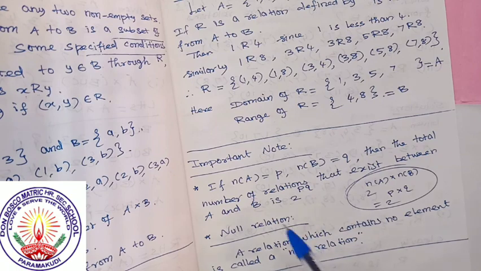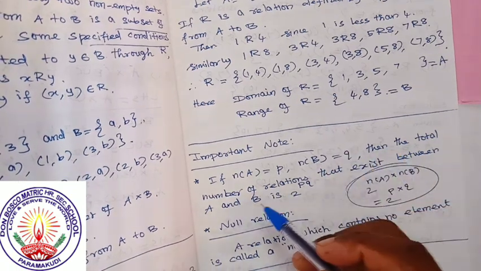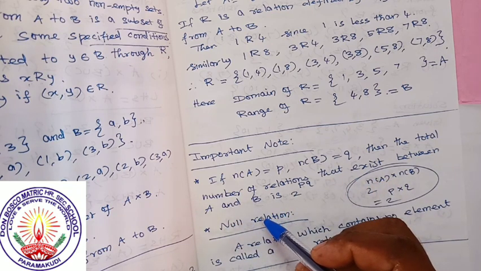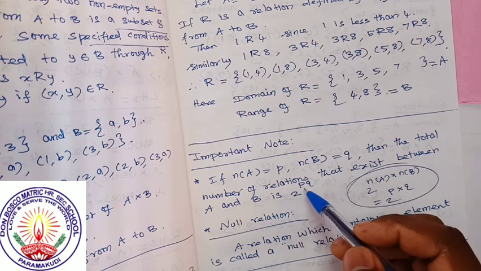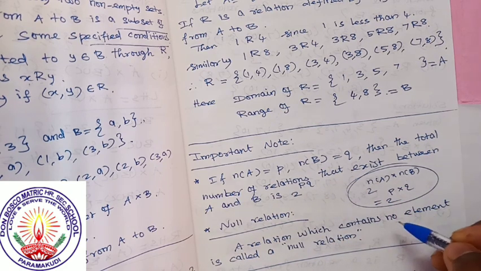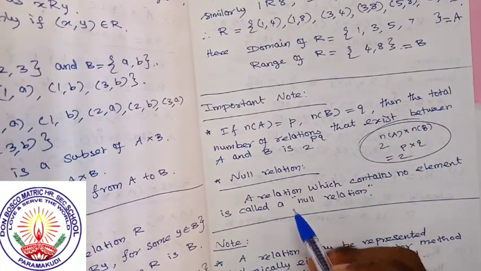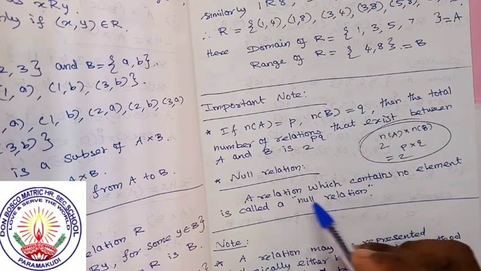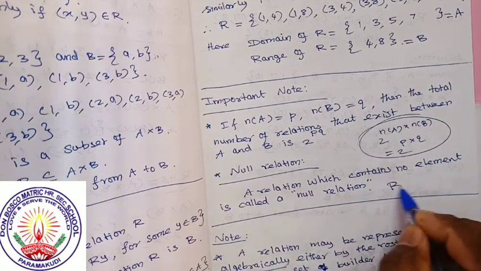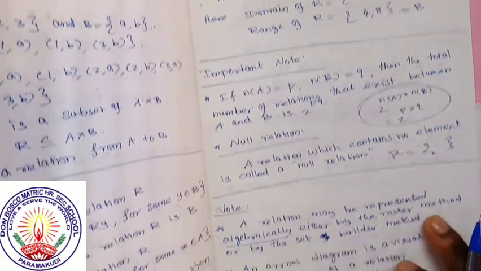So it's very important. If n(A) is equal to P and n(B) is equal to Q, then the number of relations that exist between capital A and capital B is 2 power P into Q. The formula is 2 power n(A) into n(B), which is equal to 2 power P into Q. Now another one, null relation. What is a null relation? A relation which contains no element is called a null relation. Suppose I write R equal to empty brackets. That means R is a null relation.